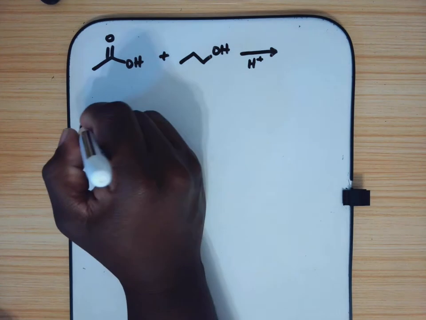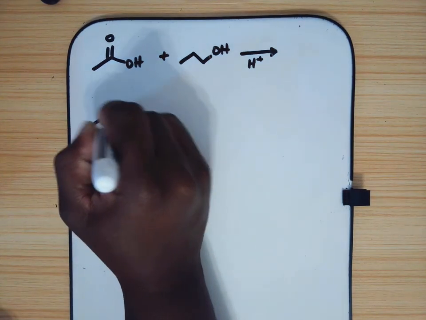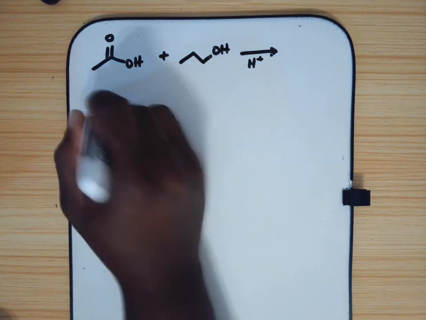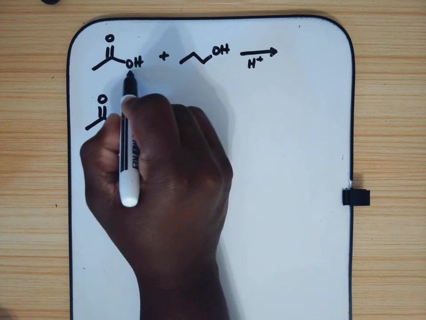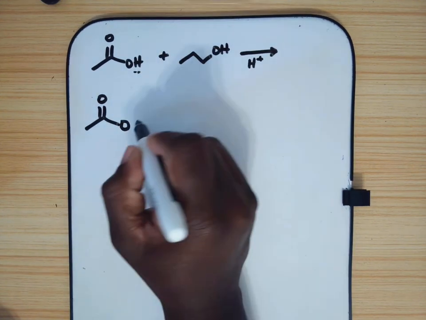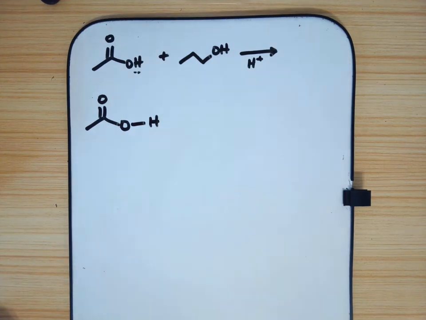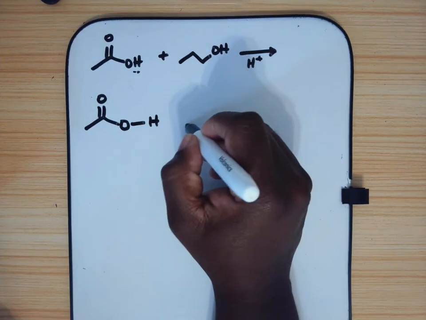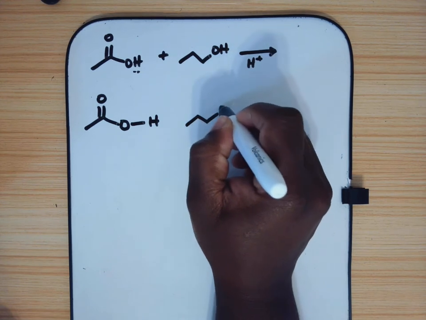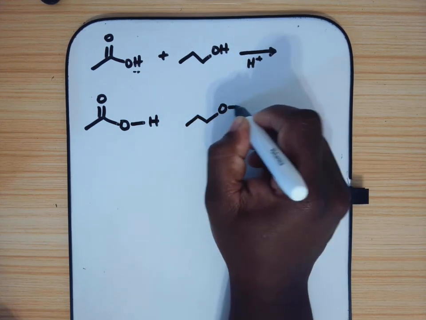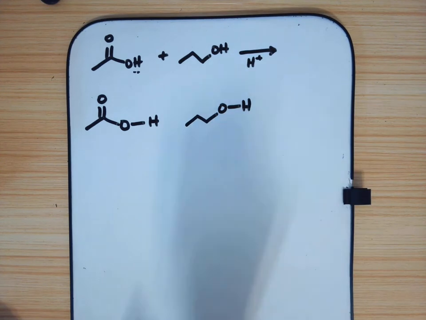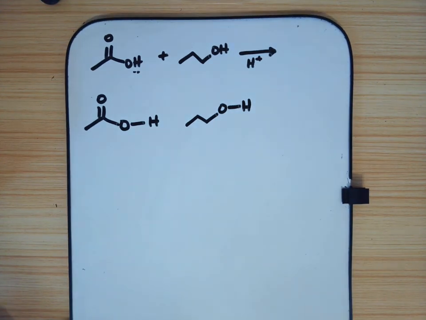I'll redraw both reactants by showing the bonds that are present. When you see that OH written like that, that's the same thing as saying you have a bond between that oxygen and hydrogen. I'll show the other. When you see that OH, same thing, a bond between the oxygen and hydrogen.